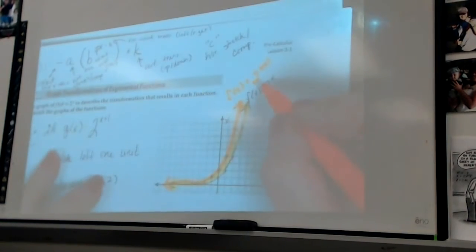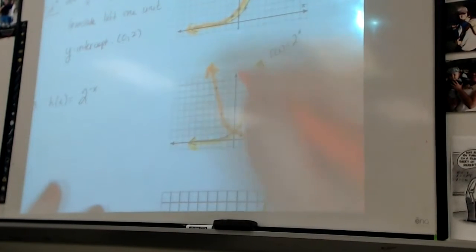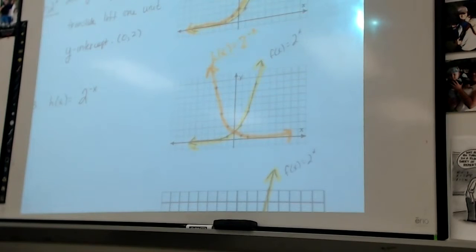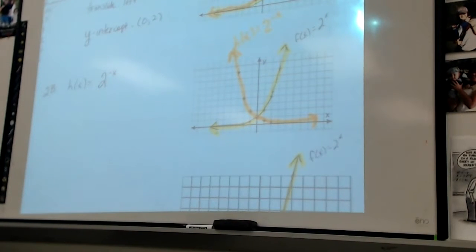Oh, this up here, I put f of x. It should be g of x. And this is h of x equals 2 to the negative x. So, how did this one change?